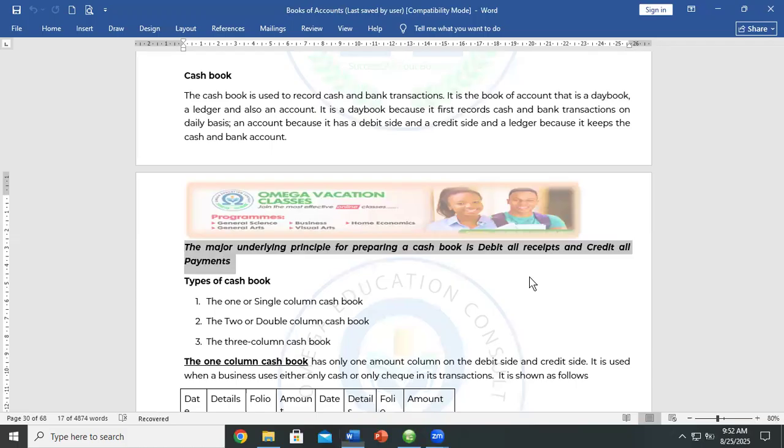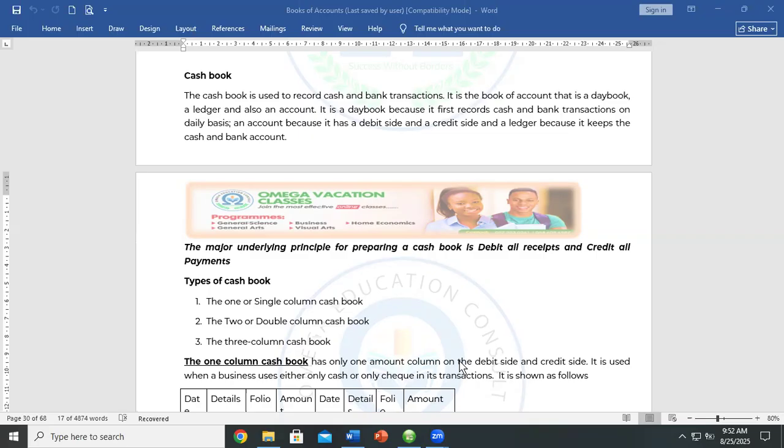However, there are three types of cash books. And I would want one professor to read the types of cash book and take us to the first type. So let me call the first person, Inshira Ando. Inshira Ando, please, can you read the types of cash book for us? Types of cash book. 1. The one or single column cash book. 2. The two or double column cash book. 3. The 3-column cash book.